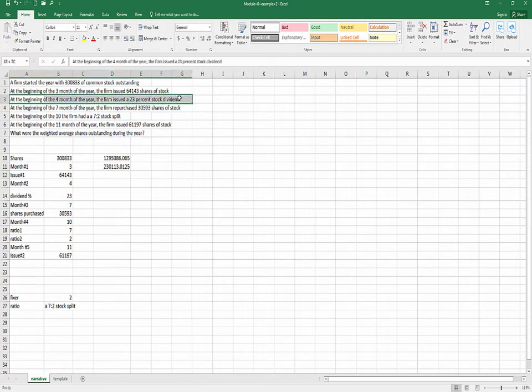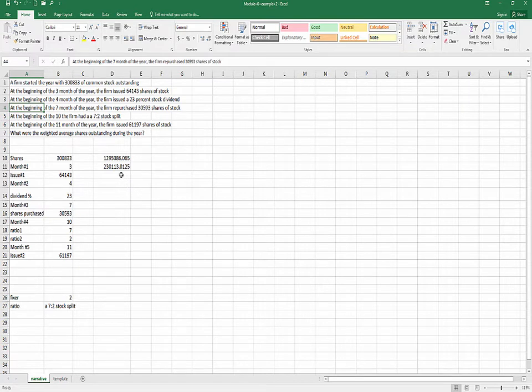Next, at the beginning of the fourth month of the year, the firm issued a 23% stock dividend. Again, that 23% stock dividend is already reflected in these earlier share amounts by virtue of us multiplying those share balances by 1.23. So as far as our table is concerned, the 23% stock dividend is not a separate event. It's been incorporated in the earlier balances.